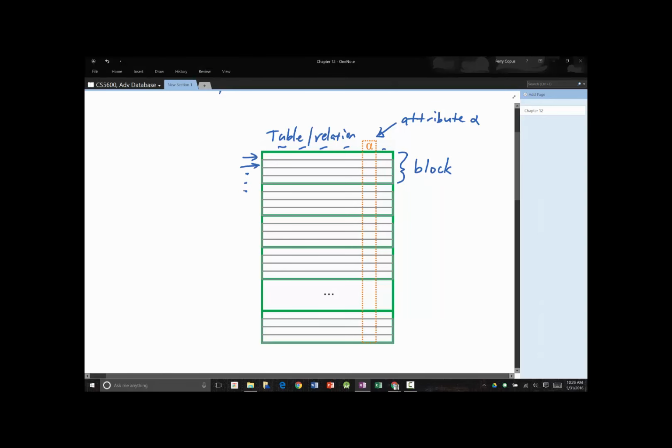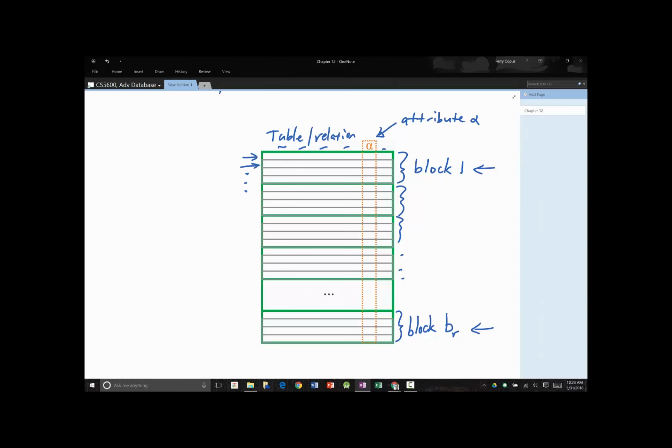So there's a block that I've already marked. Here's another block. This is another block, all the way down, and we're going to call this block at the top, we'll call it block 1. See this? Block 1. And down at the very bottom, this block, we're going to call this block B sub R, just for the purpose of matching the values that they have in the textbook.